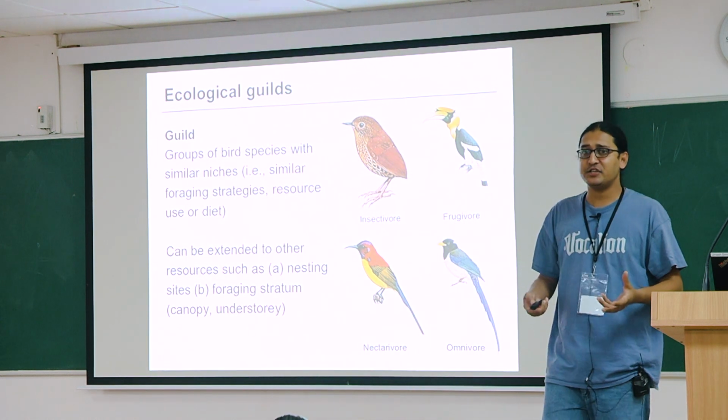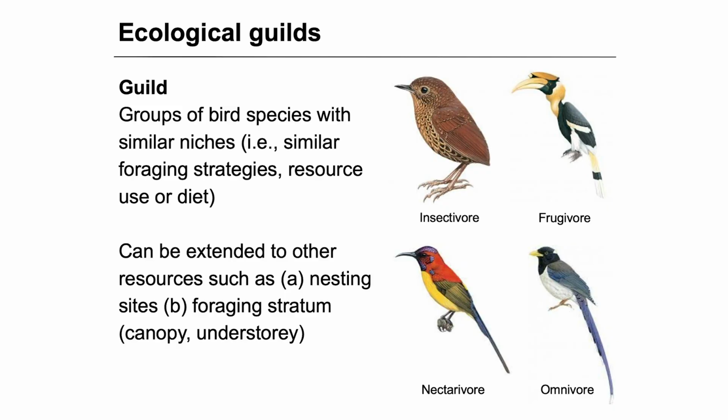So aligned with the concept of the niche is what's called the guild. A guild is a group of species with similar niches. And classically in bird community ecology, the guild is defined based on your diet. So you have frugivores that eat fruit, granivores that eat seeds, insectivores that eat insects, nectarivores that eat nectar. Okay? So they use similar foraging strategies and they have similar diets. So all birds that eat insects are in the guild of insectivores. All birds that eat fruits are in the guild of frugivores.